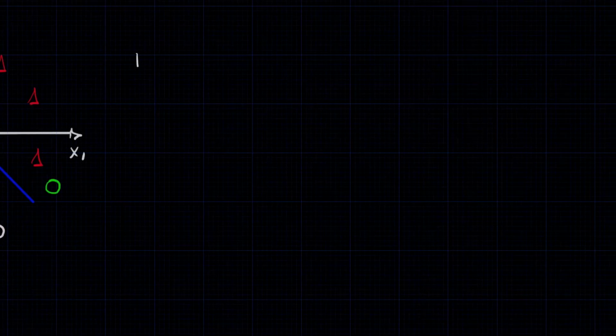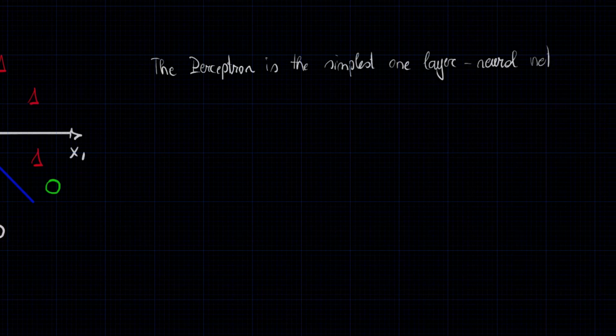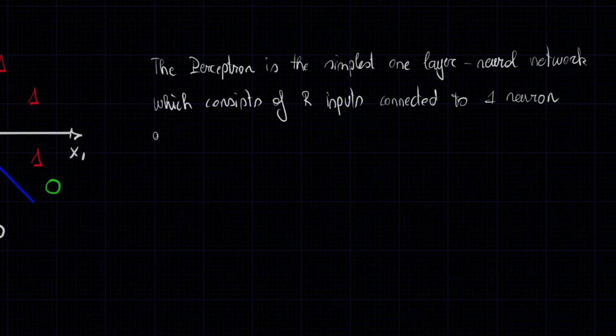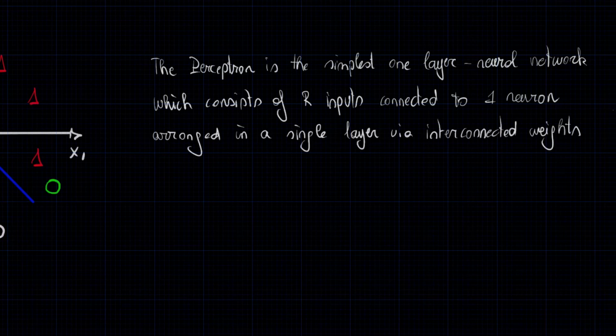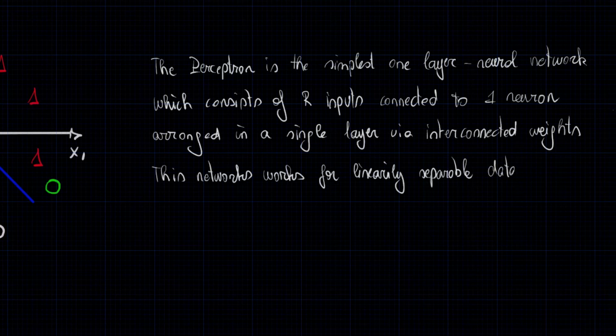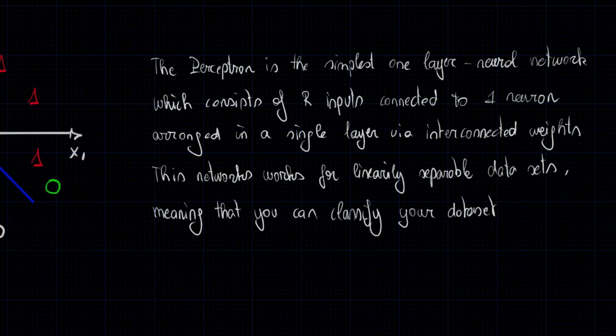Today we are going to build a Perceptron neural network. Let's get started. The Perceptron is the simplest one-layer neural network. It consists of our inputs connected to one neuron arranged in a single layer via interconnected weights. This network works for linearly separable datasets, meaning that you can classify your dataset based on a linear line.